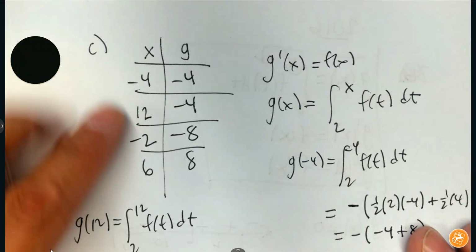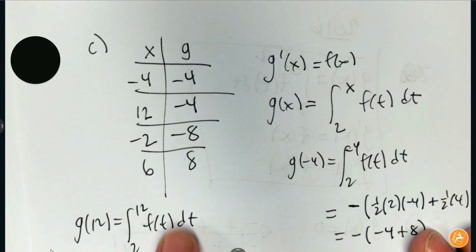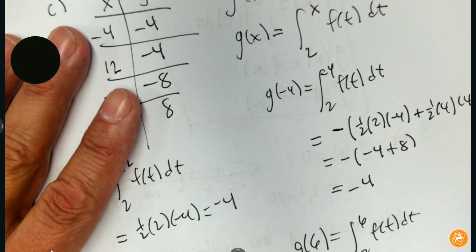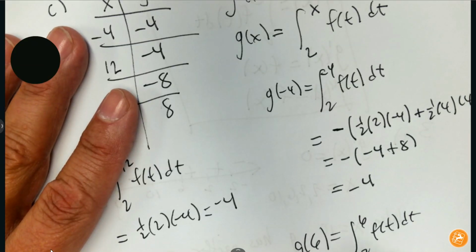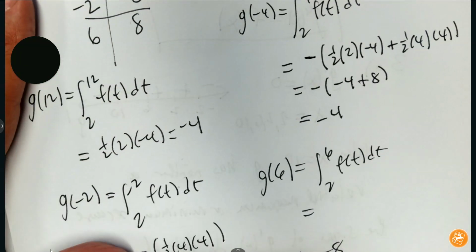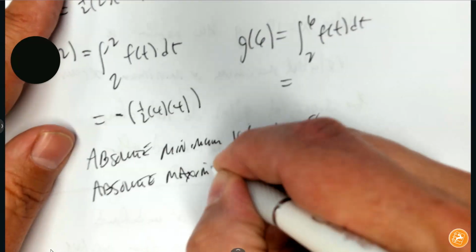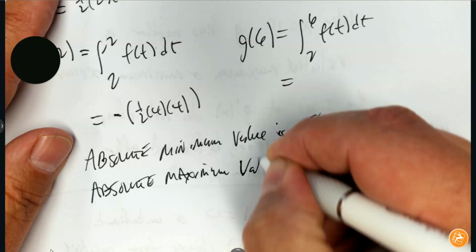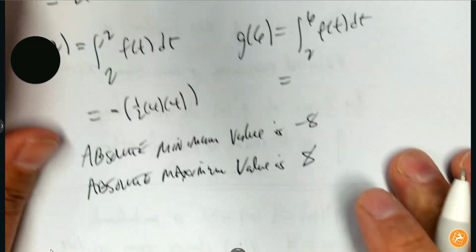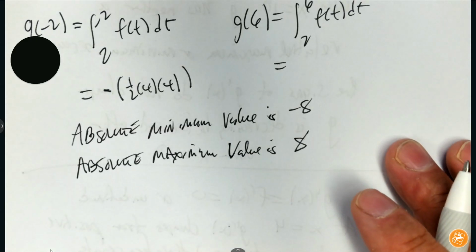Then look and tell me what's the maximum value and what's the minimum value. So our minimum value, absolute minimum value, is -8. The absolute maximum area or maximum value is +8. And the work that we showed in the table of values is what justifies your answer.